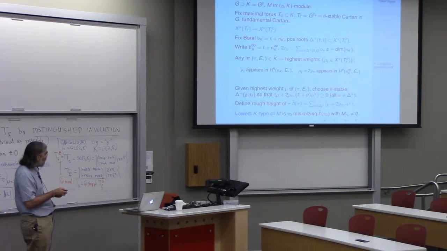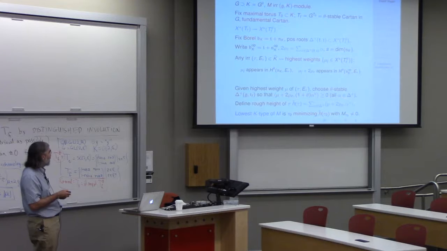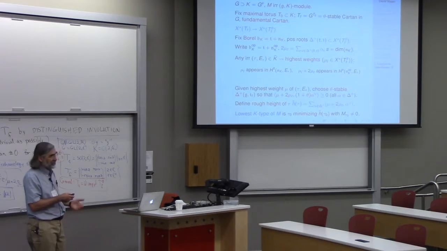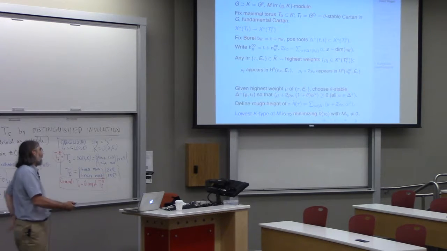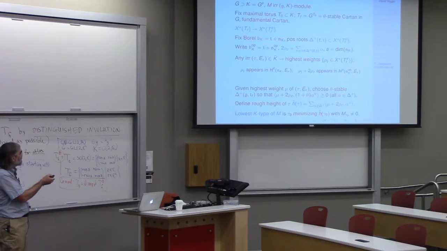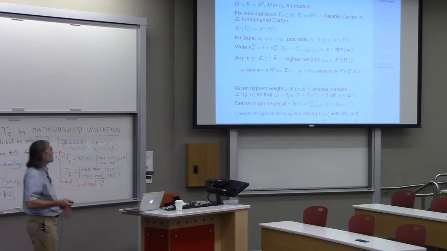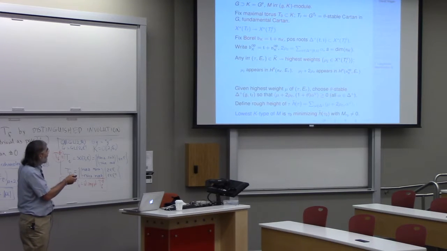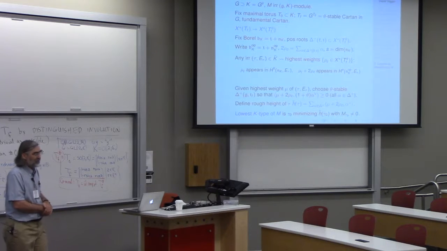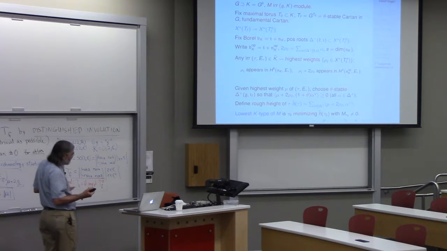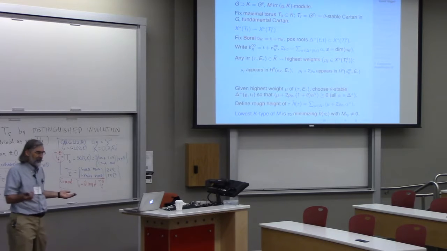There may be more than one choice of delta plus with these properties, but the height doesn't depend on any of those things. And, well, I didn't say, of course, this maximal torus is unique up to conjugation by K, and the Borel is unique up to conjugation by K. All these things are choices, but they don't matter.